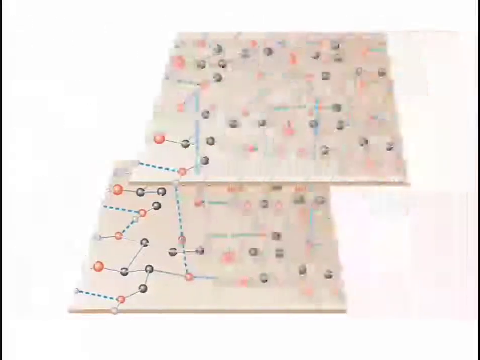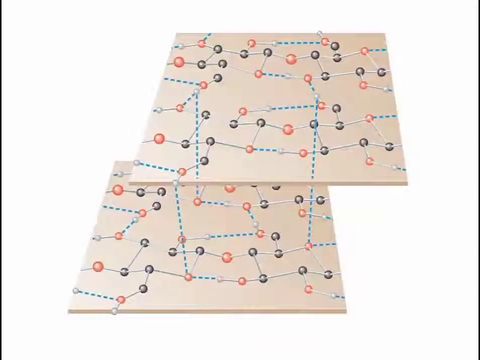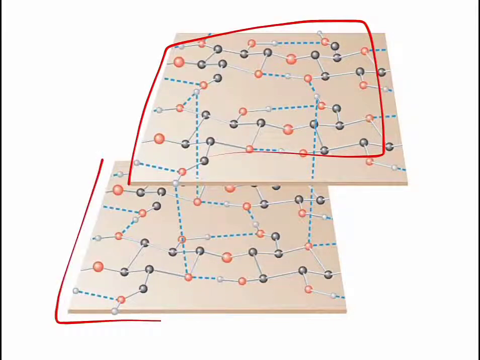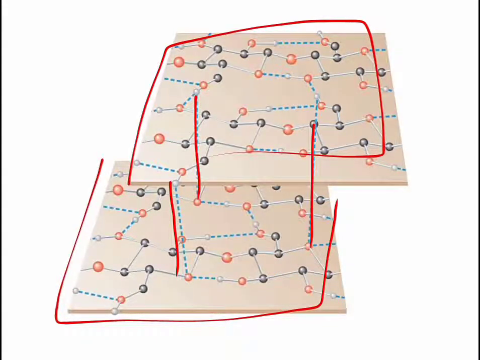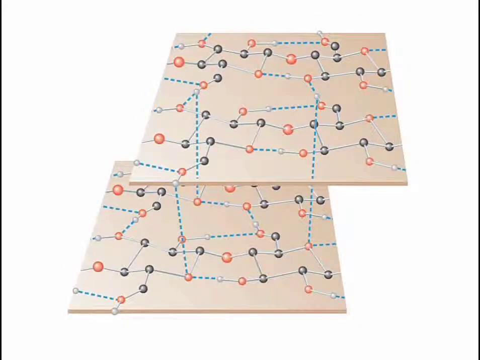So these are two cellulose units which are coming in contact with each other, and these hydroxyl groups are being zipped together because of the hydrogen bonding property.